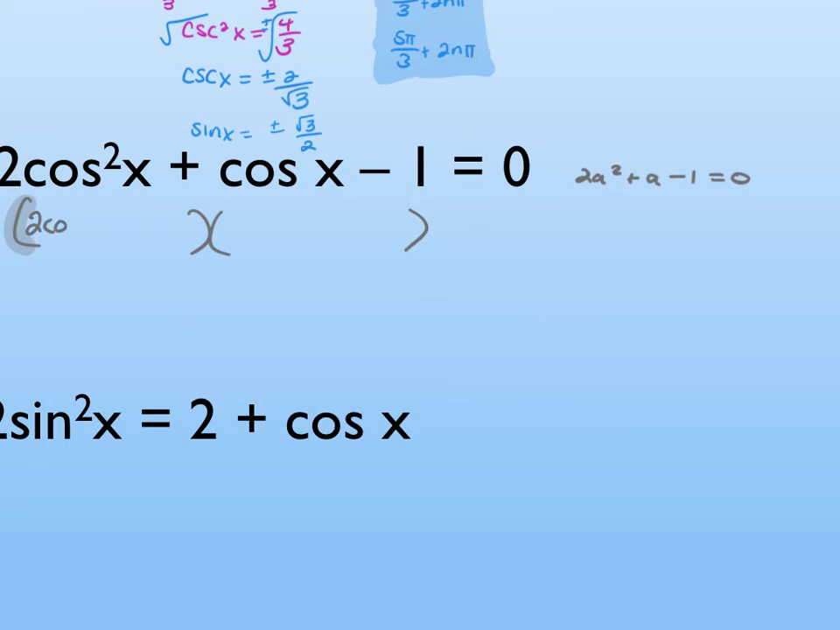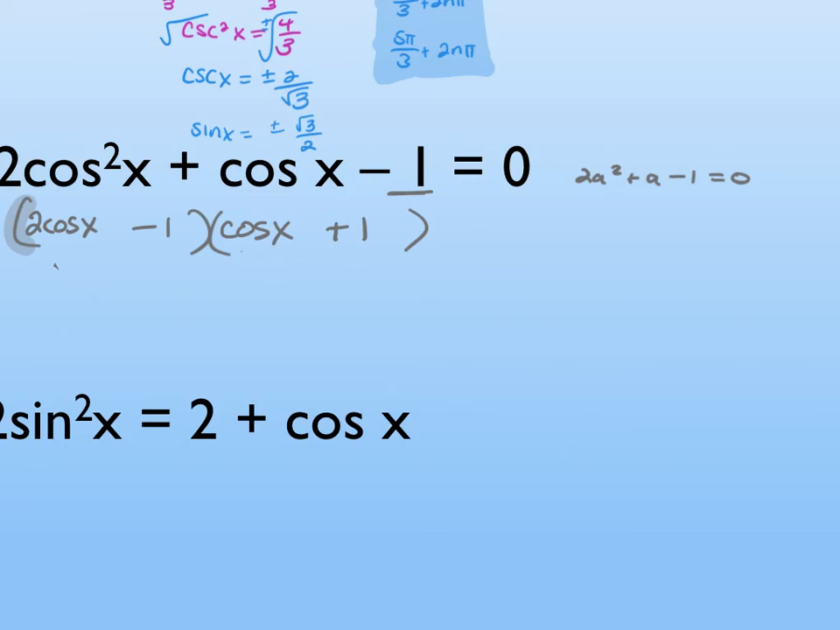Okay, you could also just keep it. So it'd be 2 cosine x and cosine of x. And then I'm trying to find the factors of negative 1 so that when I did outer and inner, I get positive 1. So it's a positive 1 and a negative 1. That gives me 2x minus 1x, which is just 1.